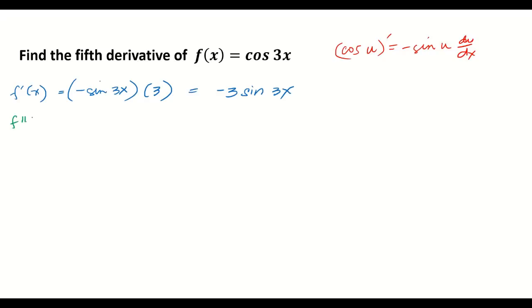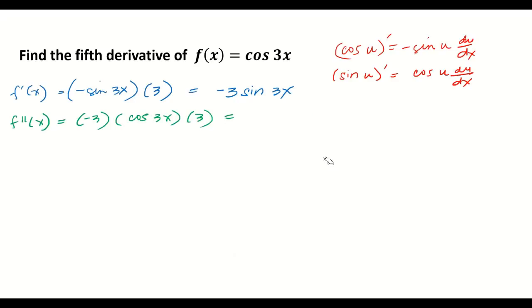For the second derivative, we need to get the derivative of negative 3 sine 3x. And remember that the derivative of sine u is equal to cosine u times du/dx. So the derivative of negative 3 sine 3x is negative 3 cosine 3x times 3 for the derivative of 3x. To simplify, we have negative 3 times 3. This would be negative 9 cosine 3x.